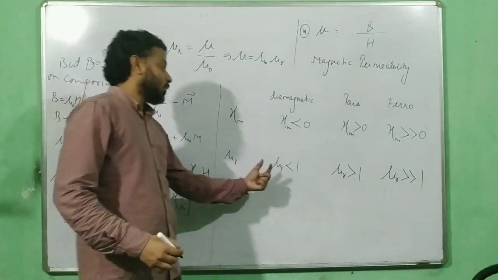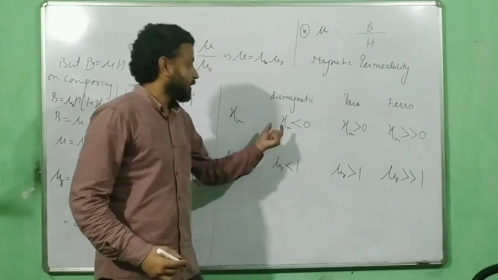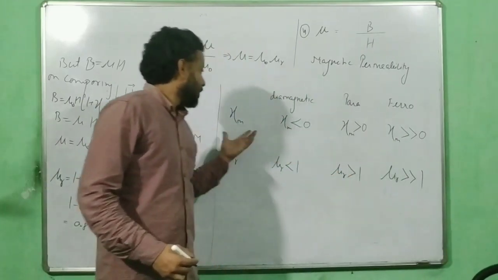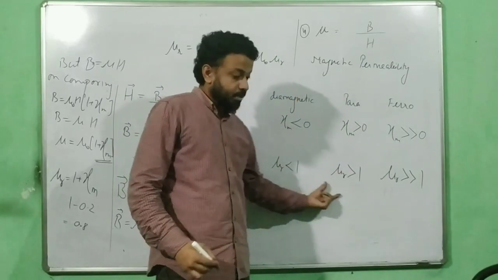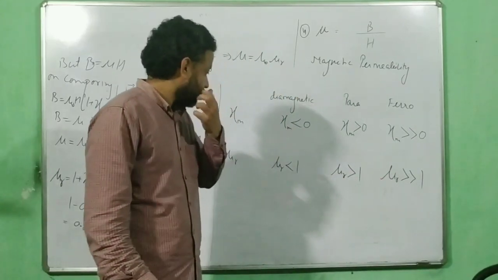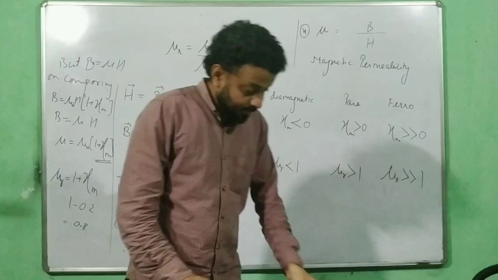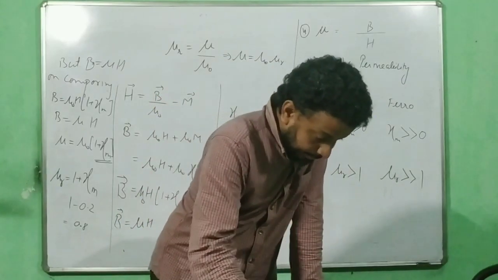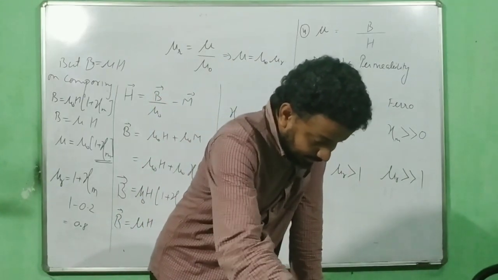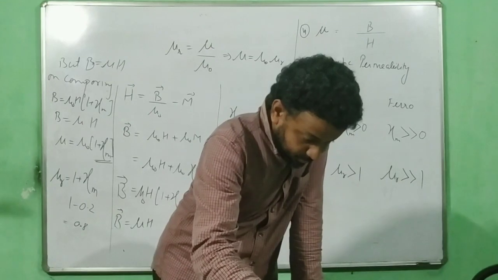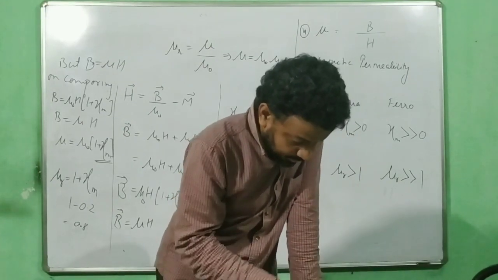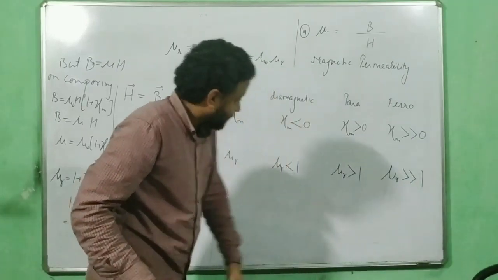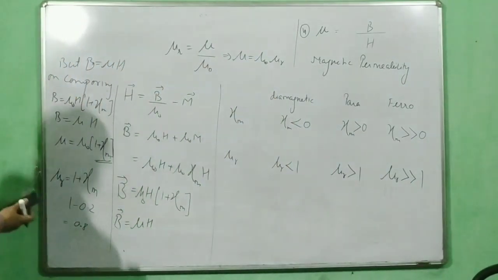Sometimes they will ask you to write this part, sometimes that part. When you are writing xi m, we compare with 0; for mu r, we compare with 1. Mu r is slightly less than 1 for diamagnetic, slightly more than 1 for paramagnetic, and very much greater than 1 for ferromagnetic substances. And now quickly 5 more minutes, and then we will wind up this chapter also.